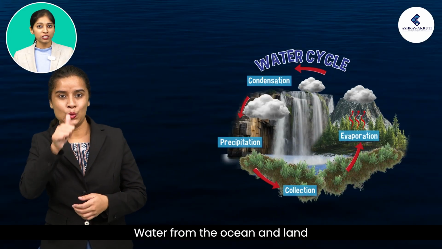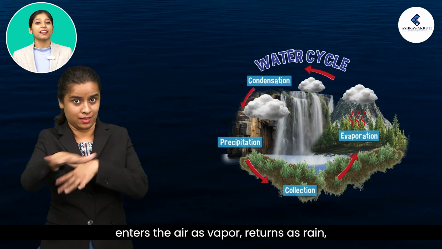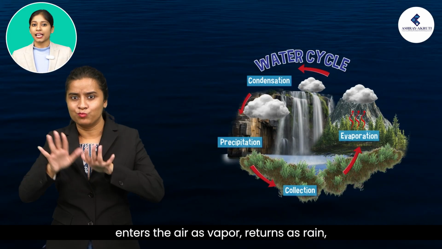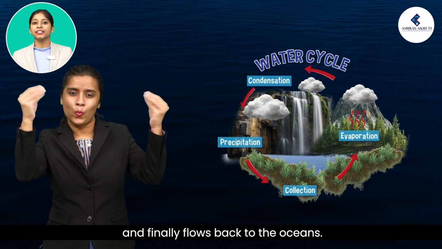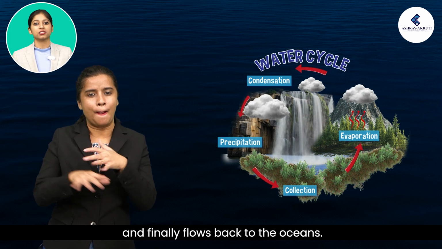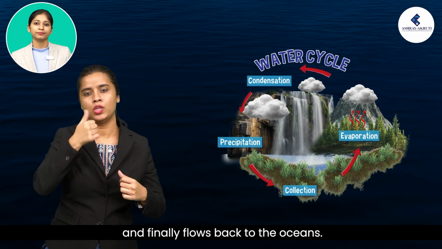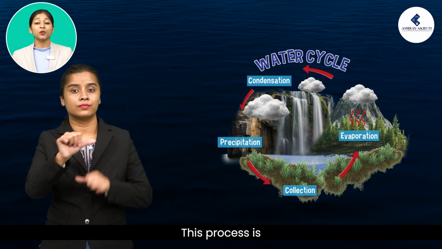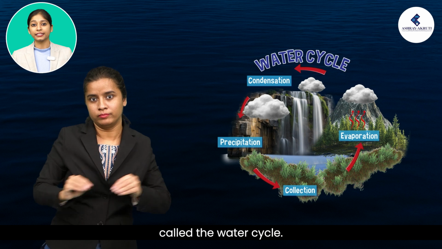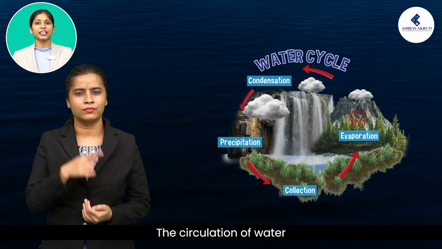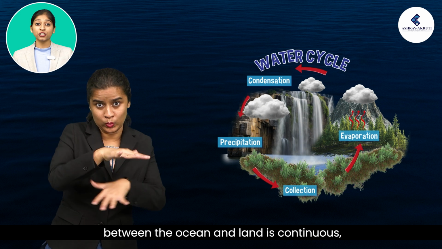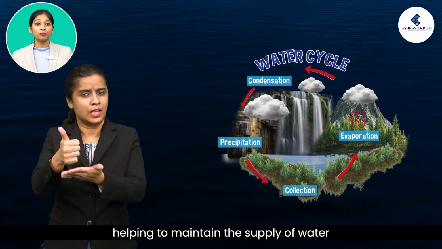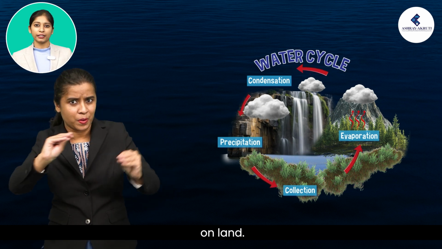Water from the ocean and land enters the air as vapor, returns as rain, hail, or snow, and finally flows back to the oceans. This process is called the water cycle. The circulation of water between the ocean and land is continuous, helping to maintain the supply of water on land.